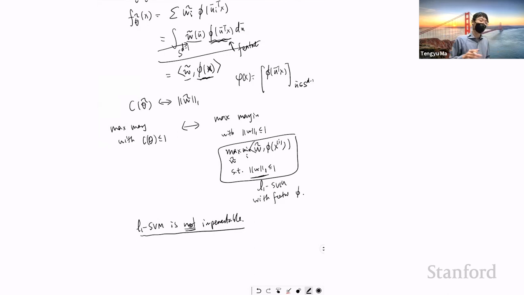So did we prove that L1 SVM is not implementable? We didn't prove that. But how do I say this? How do you prove that it's not implementable? You have to say what you mean by implementation. So this is just really we don't know. Maybe the easiest way to say it is that we don't know how to implement it, but it sounds very unlikely to be doable.